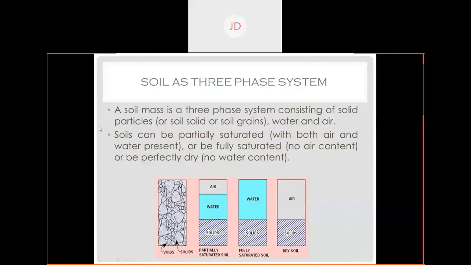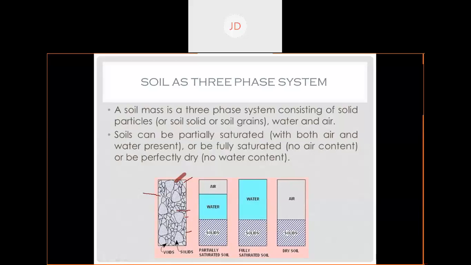I'll show you more clearly. Here, like this one. So this one is a gap, isn't it? This one is a gap. Here also this one is a gap. Here also. So many gaps are there, small and large, between the soil particles.